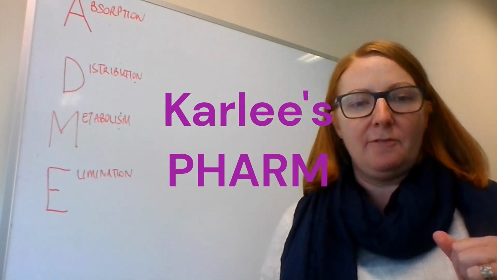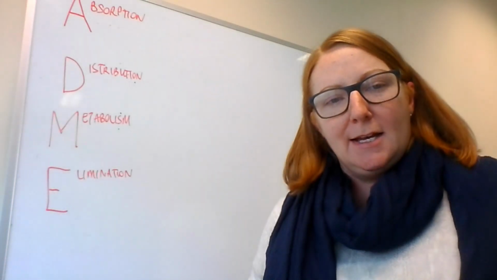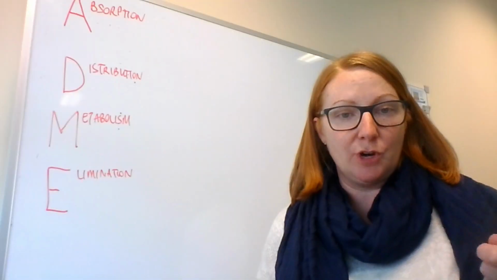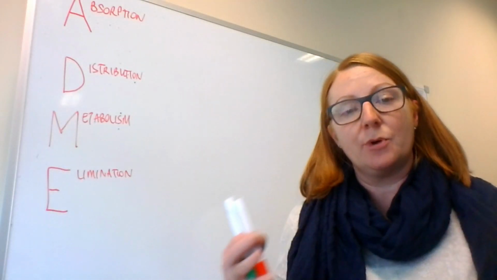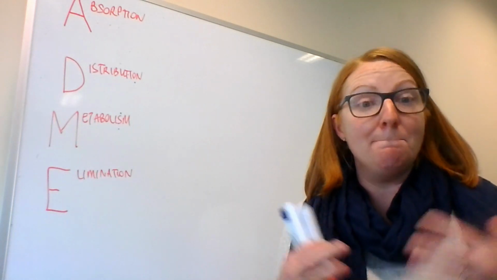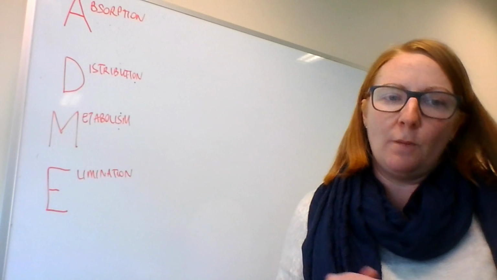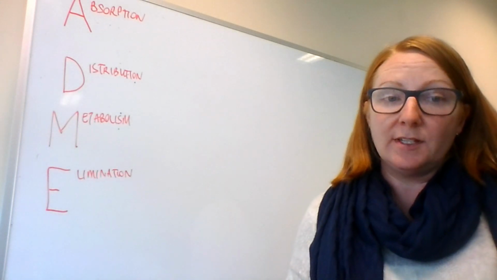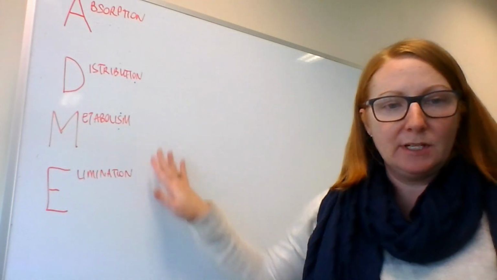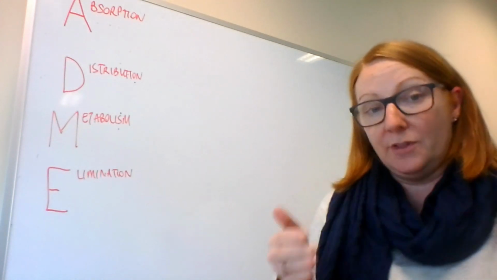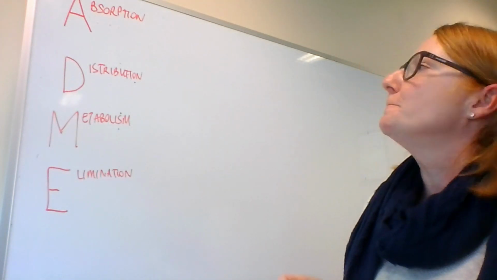Today we're going to have a very quick overview of pharmacokinetics. So pharmacokinetics is what the body does to a drug. So when we take something, what's the process by which the body can manage that medication? It's essentially four main processes: absorption, distribution, metabolism, and elimination. And we're going to go through each of those through this very quick tutorial.